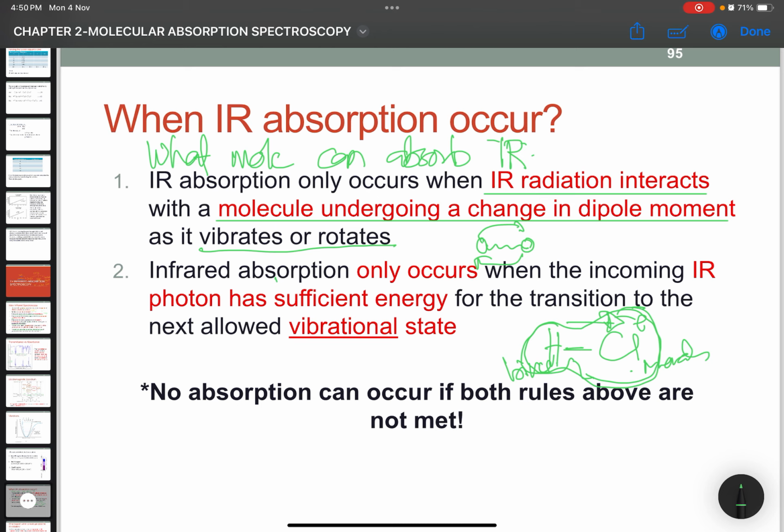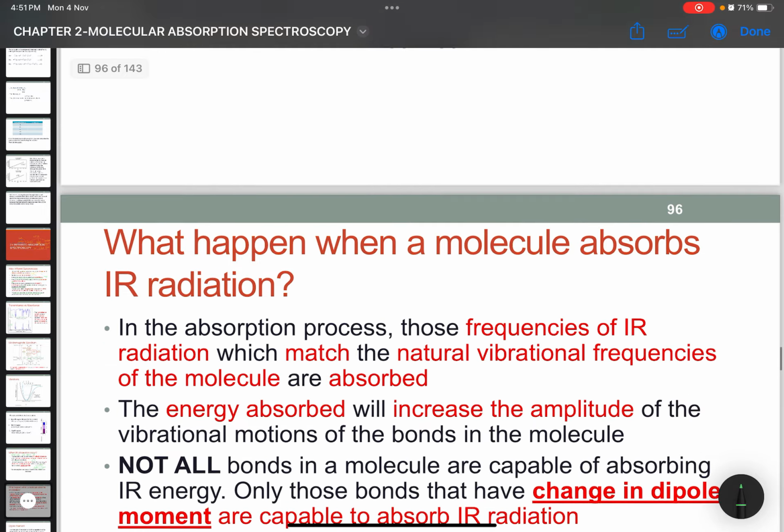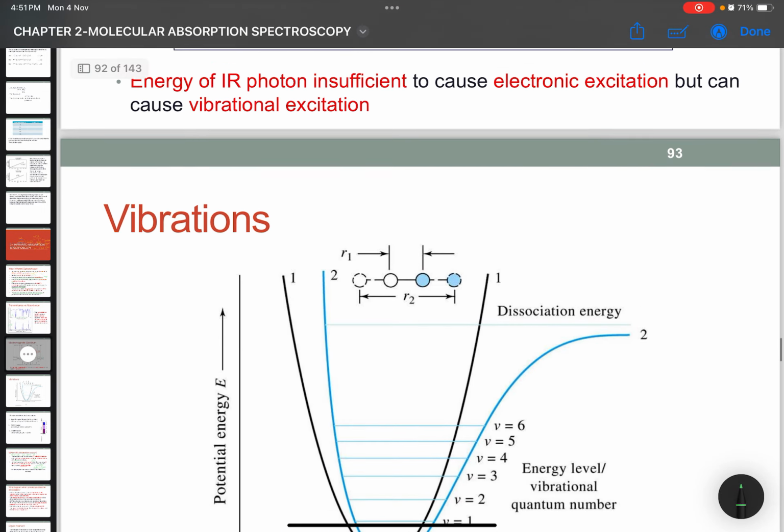Infrared absorption only occurs when the incoming IR photon has sufficient energy for the transition to the next allowed vibrational state. Samalah dalam any transition, when energy is enough for the allowed transition to happen, okay, then baru dia akan absorb. So for this one saya tak berapa boleh nak explain guna diagram ni ya.